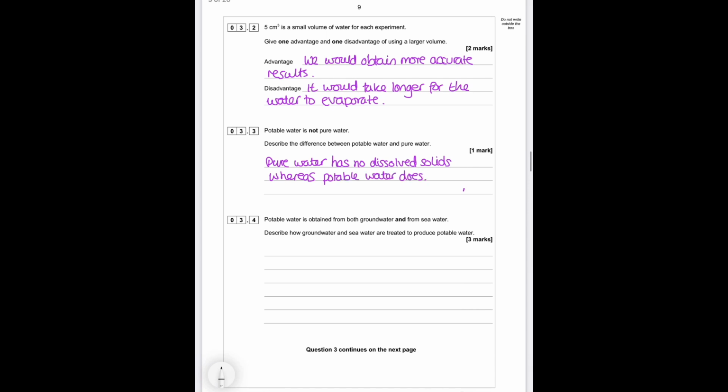Now for the next question, it says potable water is obtained from both groundwater and from seawater. Describe how groundwater and seawater are treated to produce potable water. So first of all, groundwater is filtered to get rid of any solid debris that's in there, and then it's sterilised, usually using chlorine, whereas seawater, because there's so much salt in it, has to be desalinated, and that's usually done through distillation.